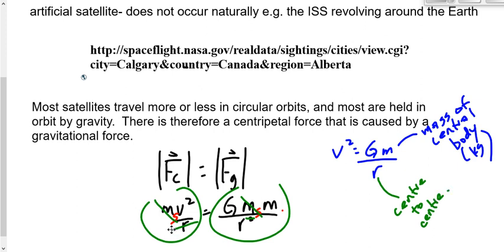If you're given the distance from the surface to the surface, add the radii. If you want to find the distance from the surface, then subtract the radius of the Earth, or the radius of whatever planet it is that's the central body. All right?